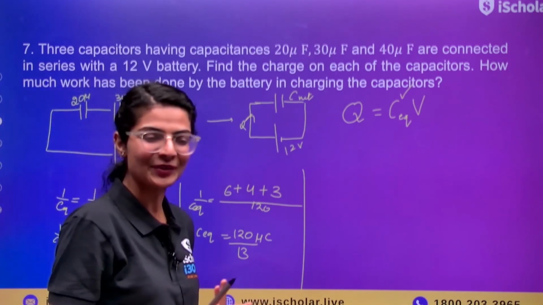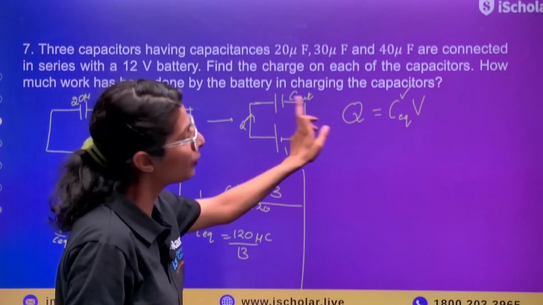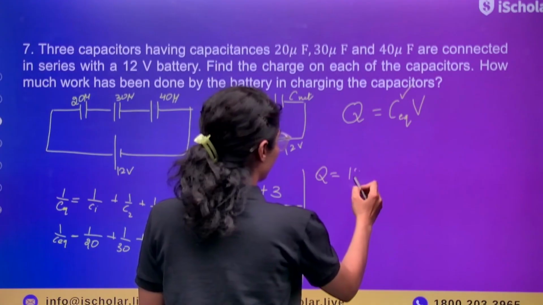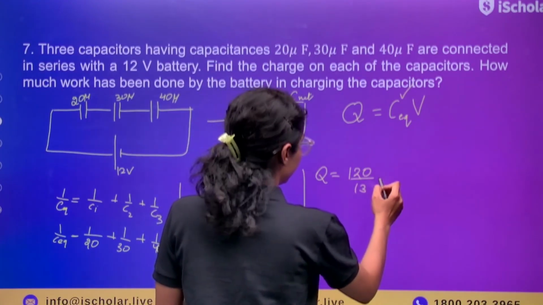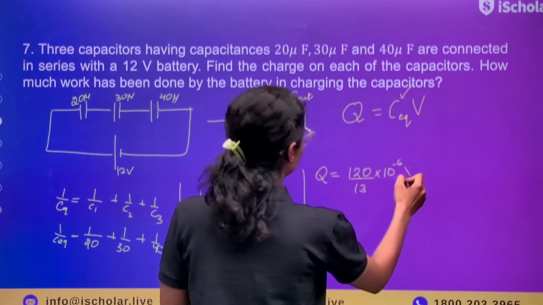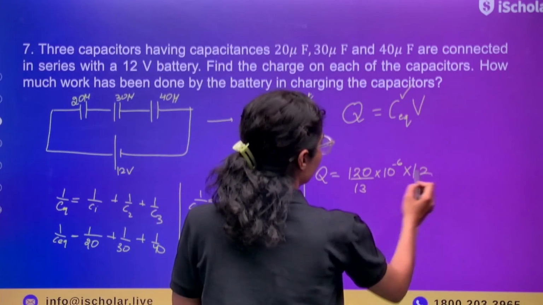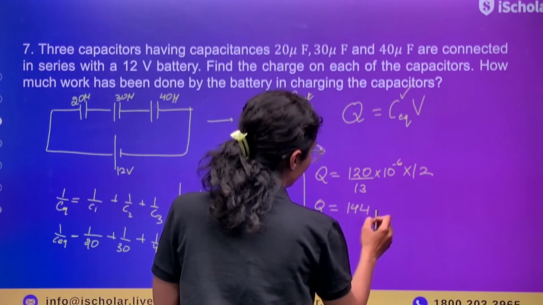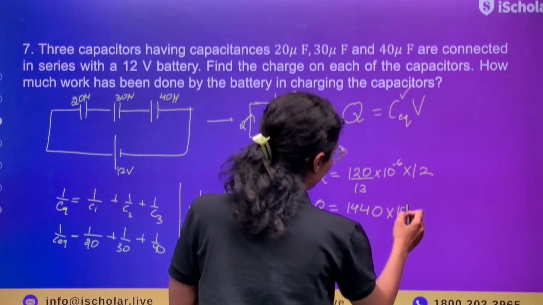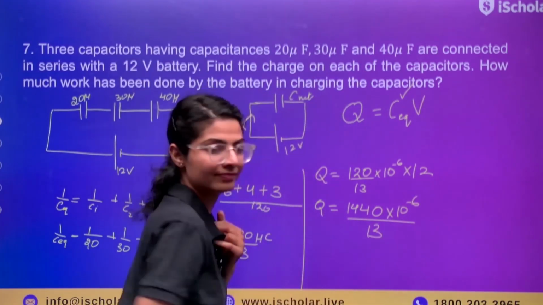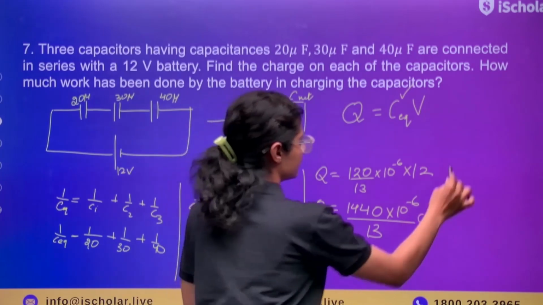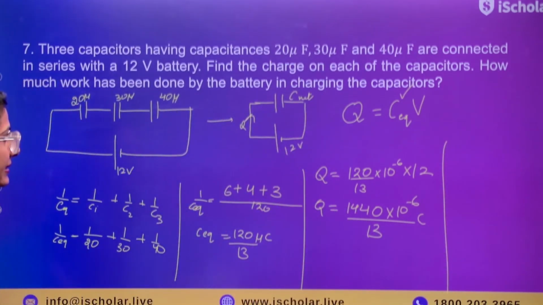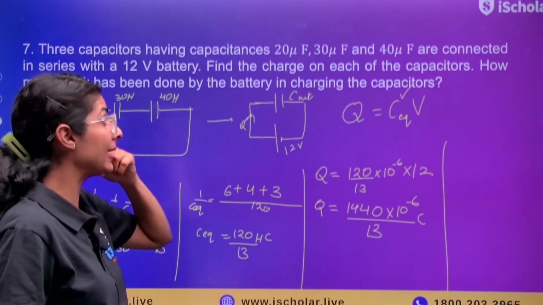Now calculating the total charge, as simple as that, put it over here. So the total charge value would be given as C equivalent 120 by 13 into 10 to the power minus 6 into the potential which is 12 itself. So I'm writing the total charge which will be flowing is 1440 into 10 to the power minus 6 by 13 coulomb. Clear with this part?